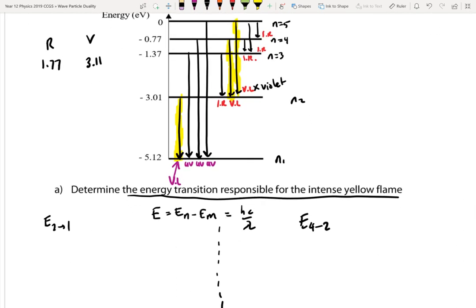And I need to do attendance because we're missing people. Okay? So again, show all of you working out. E2 take E1 equals HC on lambda. Since we have the energy in EV, we're going to need Planck's constant in EV.